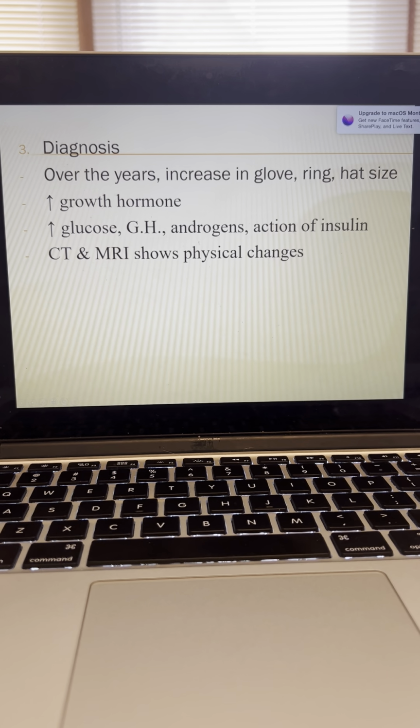If you did lab work, they would have an increase in the amount of growth hormone that is present. Remember that growth hormone antagonizes the action of insulin. So due to that, they have an increased glucose. And then your CT and MRI, those do show those physical changes that are occurring, that increase in the connective tissue, etc.